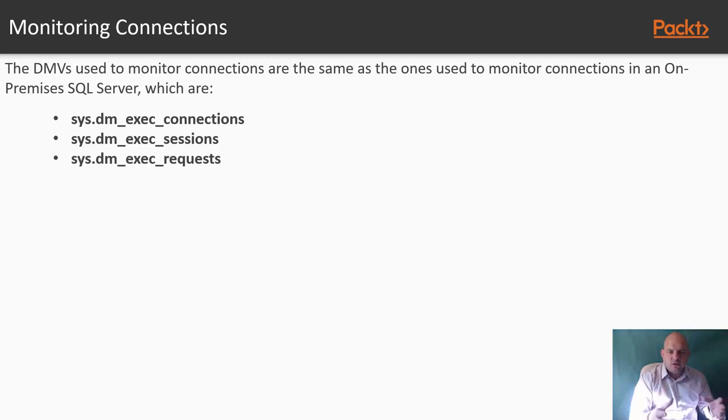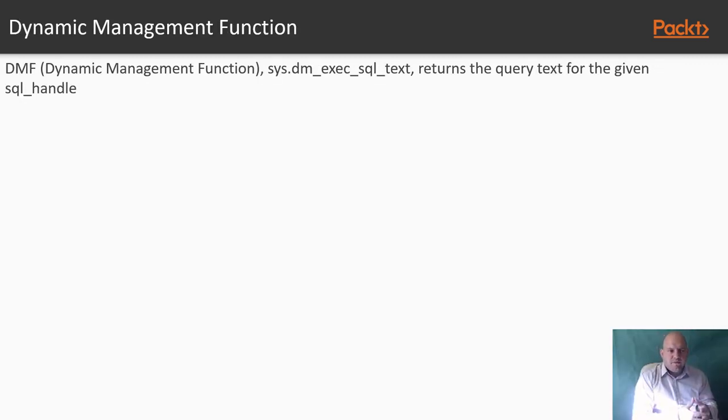Now we can use DMVs to monitor connections, and the DMVs used to monitor connections are the same ones that we would use to monitor connections with an on-premises instance of SQL Server. And these are sys.dm_exec_connections, sys.dm_exec_sessions, and sys.dm_exec_requests. Now, along with DMVs, there are actually some dynamic management functions that we can use as well.